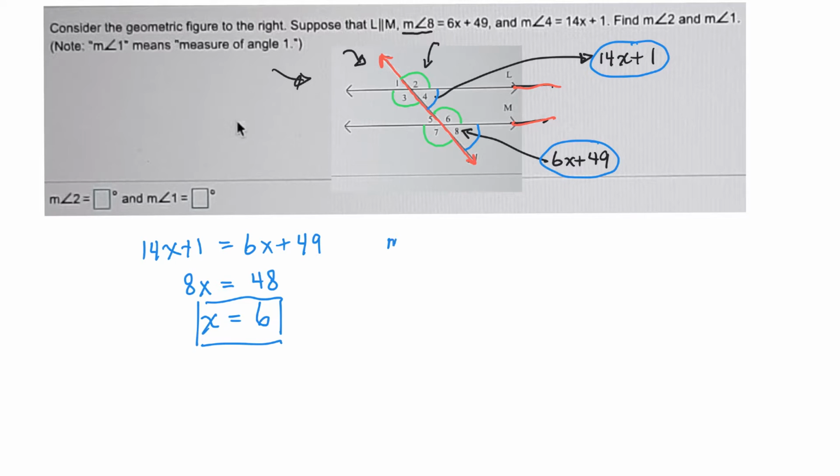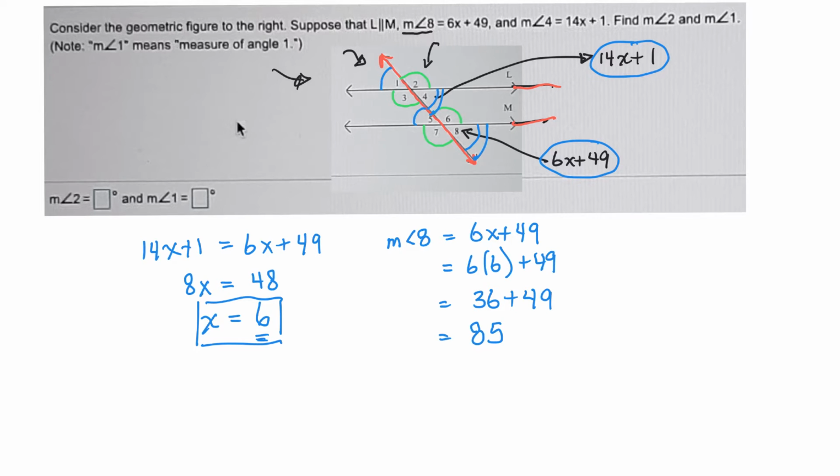So if I want to know the measure of angle 8, I know that that's 6x plus 49. But if I know that x is 6, I can go 6 times 6 plus 49. 6 times 6 is 36 plus 49. That's going to come out to, I think, 85. So the measure of angle 8 and 4, and which other ones? 1 and 5, all of those angles are 85 degrees.